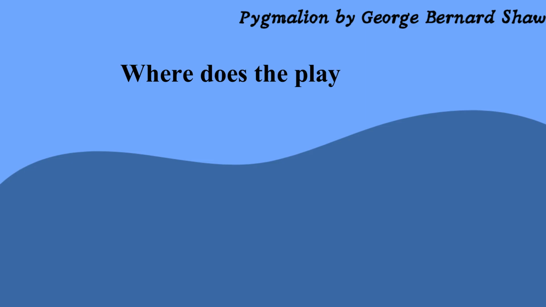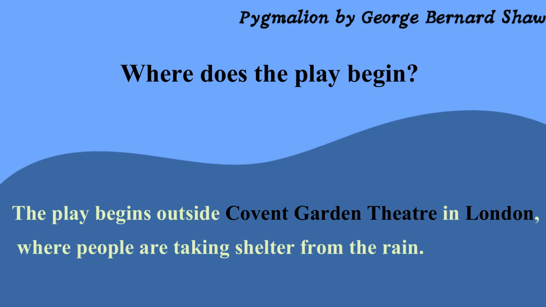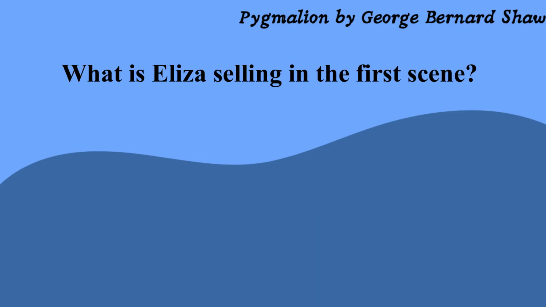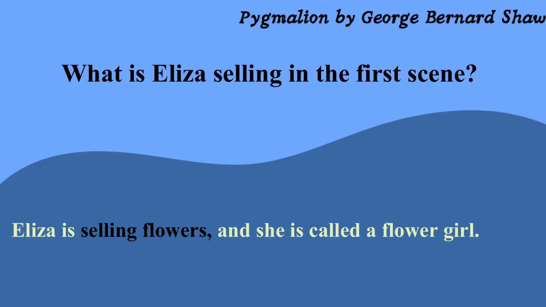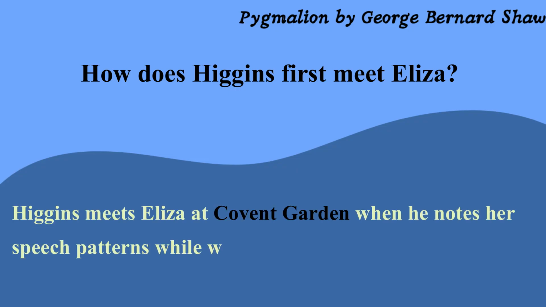Where does the play begin? The play begins outside Covent Garden Theatre in London, where people are taking shelter from the rain. What is Eliza selling in the first scene? Eliza is selling flowers, and she is called a flower girl. How does Higgins first meet Eliza? Higgins meets Eliza at Covent Garden when he notes her speech patterns while writing down phonetic notes.